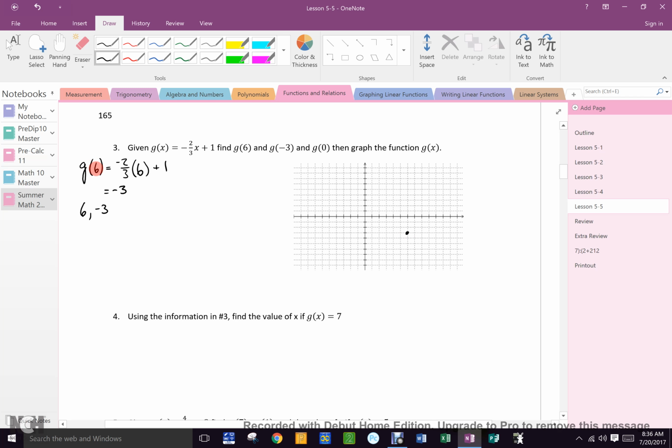I had x originally. I was told to input 6. So I put 6 where x is. Then I multiply -2/3 times 6, which is -12/3. -12/3 is -4. -4 plus 1 is -3.